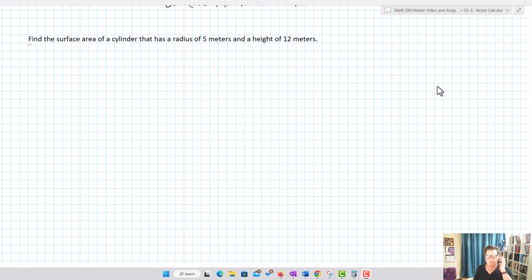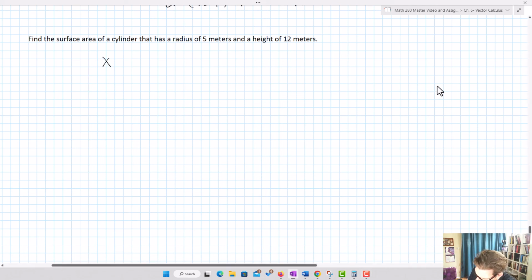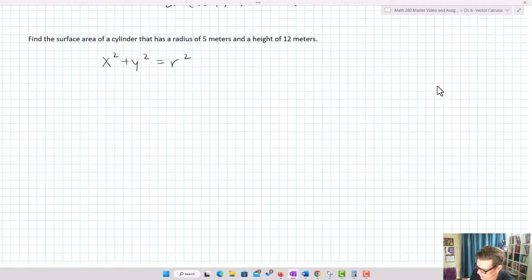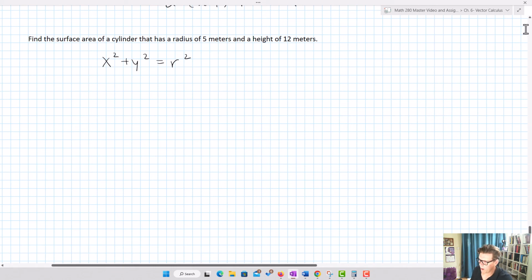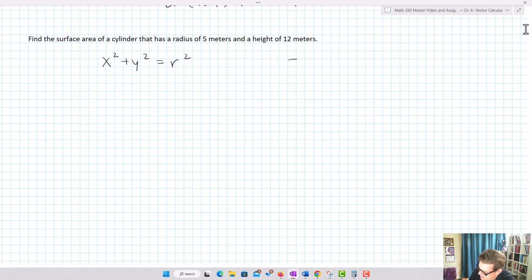Let's say we want to find the surface area of a cylinder that has a radius of 5 meters and a height of 12 meters. So we know that the equation of a cylinder is going to end up being x squared plus y squared equals r squared. Okay, and so consequently, what we're going to do is we're going to have to go in and parametrize this. Okay, create a parameter for the surface. What we're going to do then also is that we're going to define our z in terms of our height. So z is going to go from 0 to h. Okay, and it's going to end up being the value u. Okay, so we'll change z equal to u.